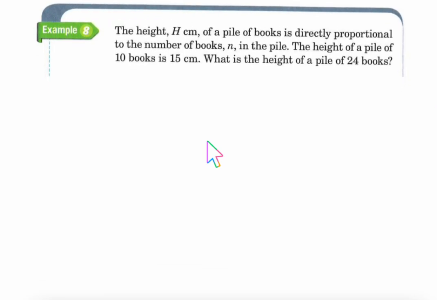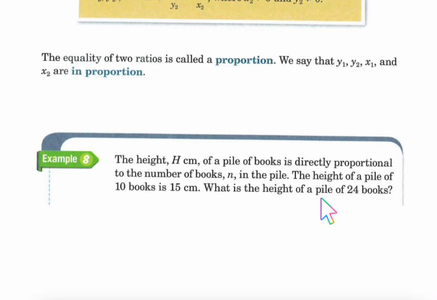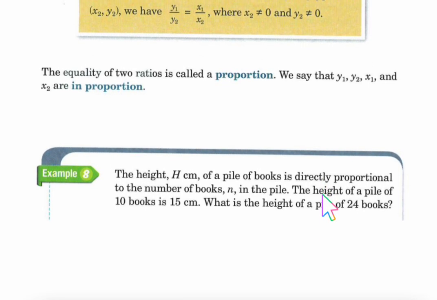Now example 8. The height h centimeters of a pile of books is directly proportional to the number of books n in the pile. The height of a pile of 10 books is 15 centimeters. What is the height of a pile of 24 books? So you're going to utilize what we just talked about up here to solve that. Go ahead and pause your video and try it on your own first.